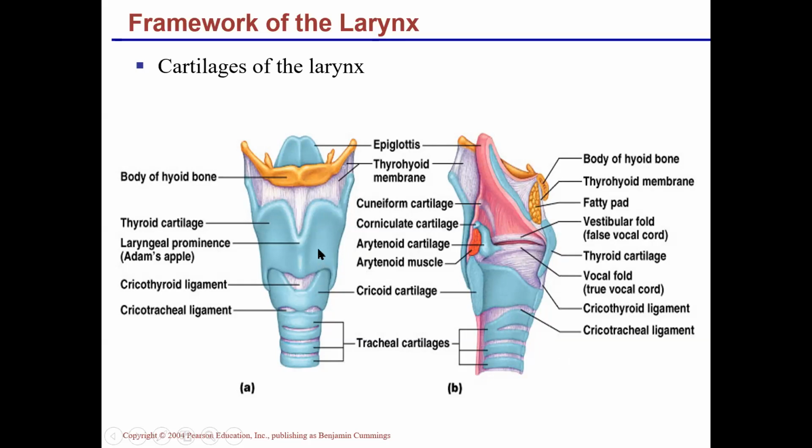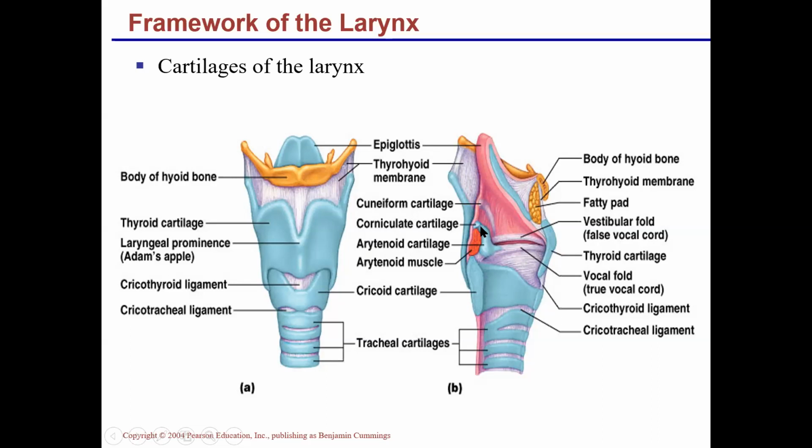Okay, and then let's see, we had a thyroid cartilage, we had a cricoid, and let's see what else we have. This one, on the lateral side, we have something called an arytenoid cartilage. There is one on each side, arytenoid cartilage. And then on the tip of the arytenoid cartilage, there's another cartilage. It's called a corniculate cartilage on the top of this arytenoid cartilage.